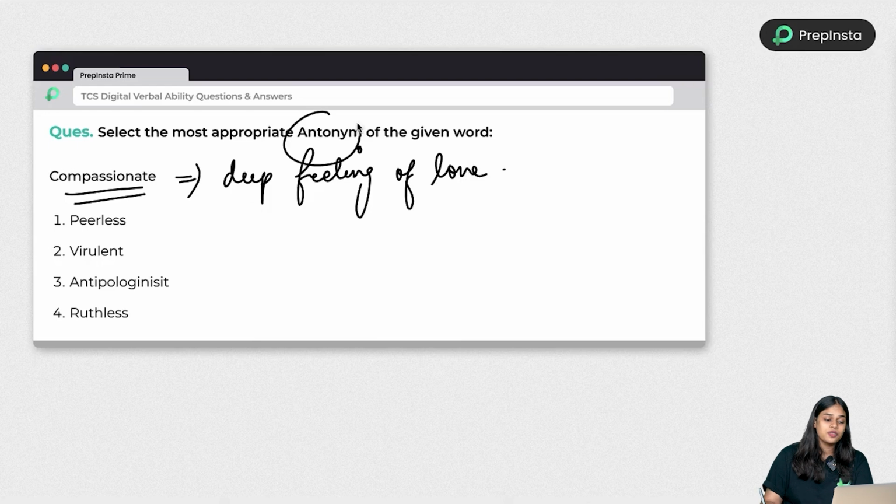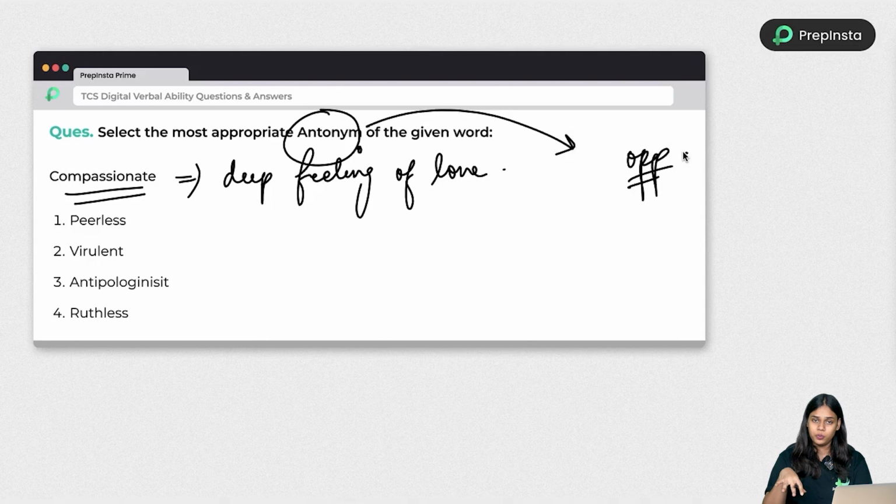Now we need an antonym. And what does the term antonym mean? It means we need a word that is opposite to the given word. So we need a word which means hatred.